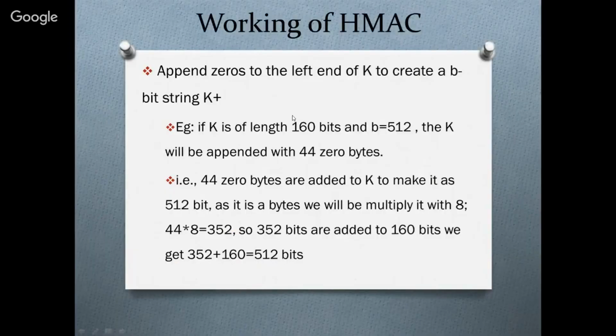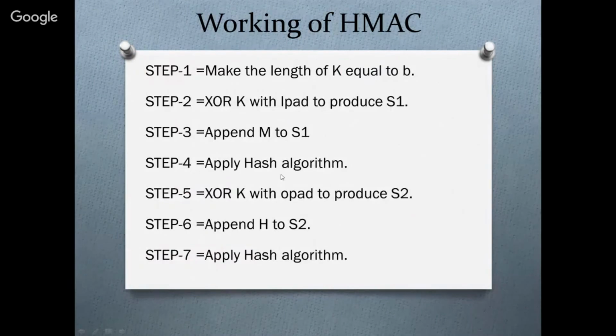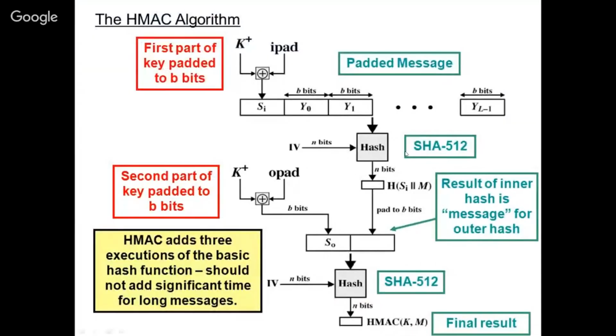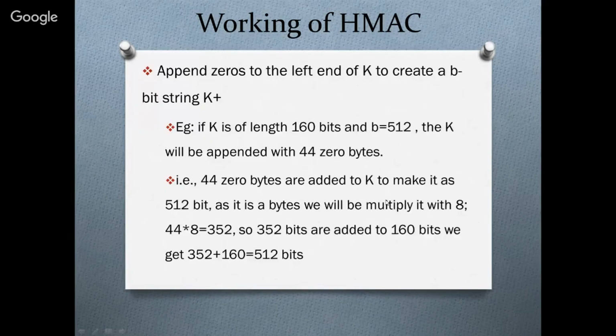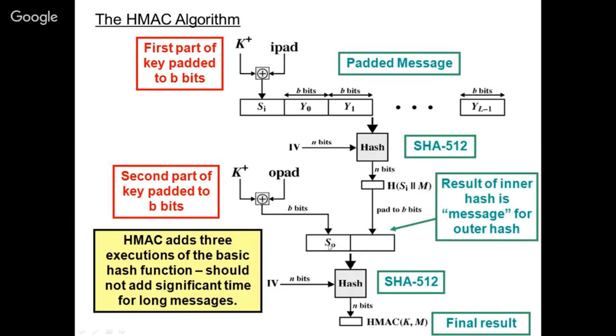Then the fourth step, apply the hash algorithm. I can consider any hash algorithm here. Initially, we have taken the SHA-512 algorithm. This hash algorithm takes all this message as input and produces a hash code. Then in the fifth step, I do XOR of the K plus value with OPAD to produce the S2 value. The same S2 value is produced here by doing the XOR operation with K plus and OPAD.